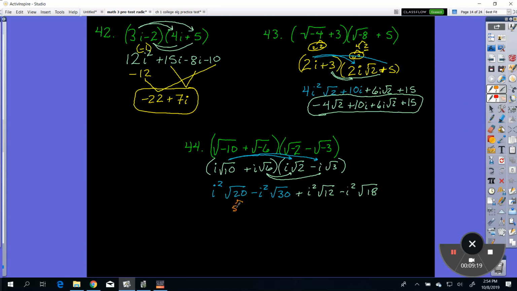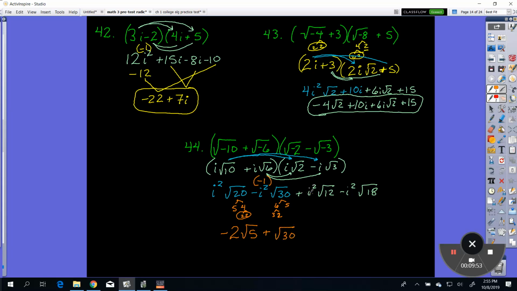20 is 5 and 4. And 4 is 2 and 2, so there's a pair of 2's. They come out, and this i squared makes it so it is now a negative 2 square root of 5. This i squared on the next one makes it turn into a positive, because i squared is really negative 1. So negative times a negative makes it a positive. 30 is 6 times 5, 2 times 3. So there's not a pair of anything, so that's just plus the square root of 30.